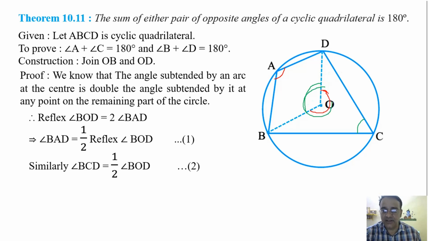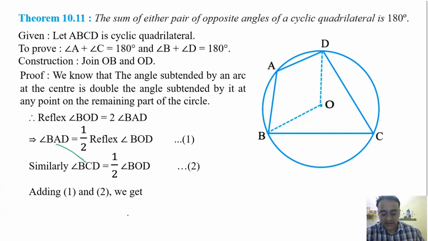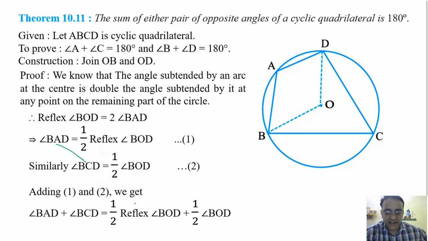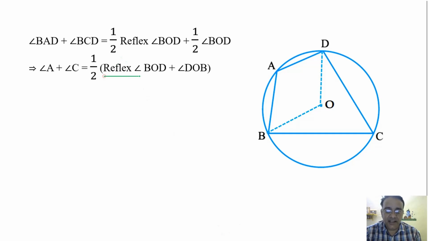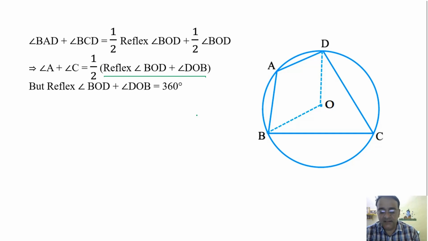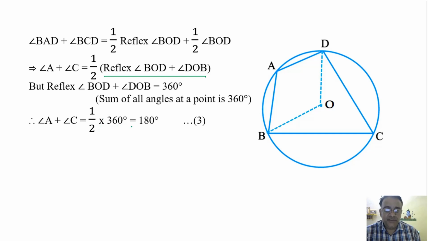And what is the sum of these two angles? 360 degrees, a complete angle. So if we add these two, what will we get? We'll take half common from these two, and the sum of these two angles is 360 degrees because that makes a complete angle. Half of 360 is 180 degrees, and angle BAD is actually angle A and angle BCD is actually angle C. So we have proved angle A plus angle C is equal to 180 degrees.